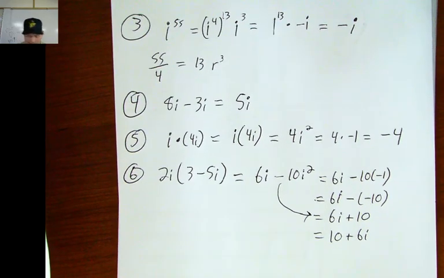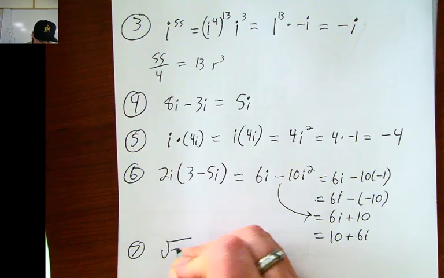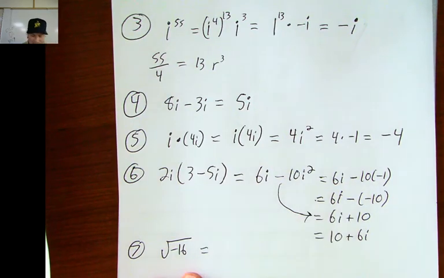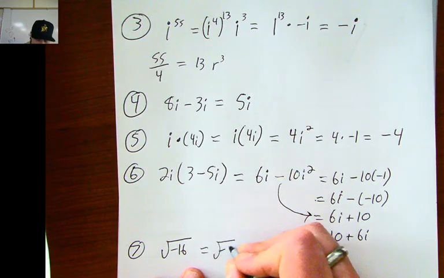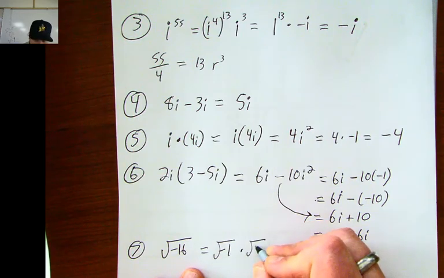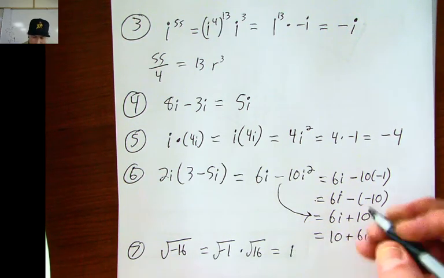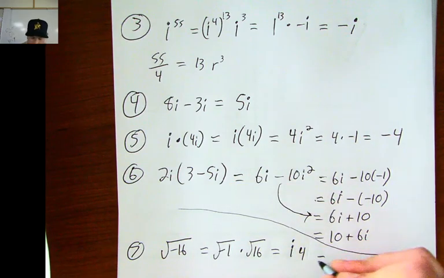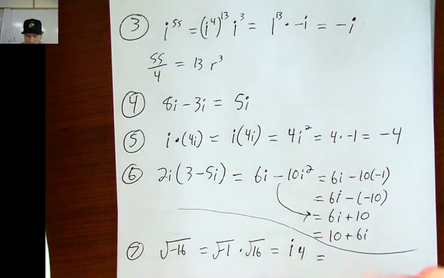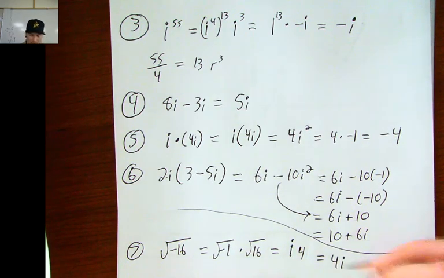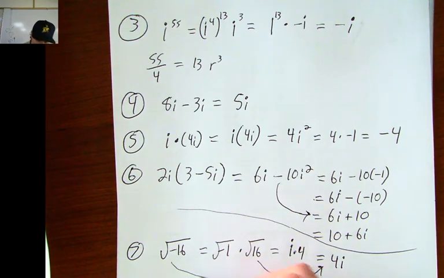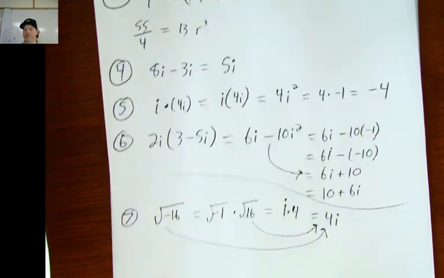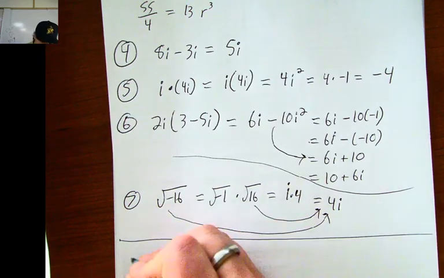All right, number 7. Square root of negative 16. We talked about this in class on Monday. This is like having the square root of negative 1 times the square root of 16. The square root of negative 1 is i. The square root of 16 is 4, but we do not write it i4, we write it as 4i. I normally jump straight from here to here on my work. Example number 8.